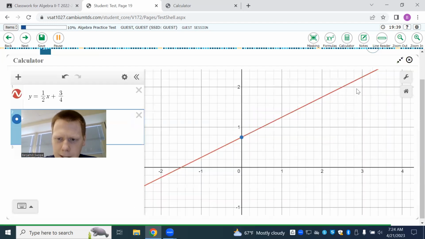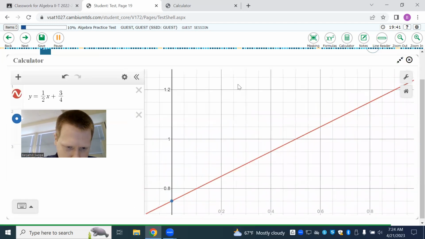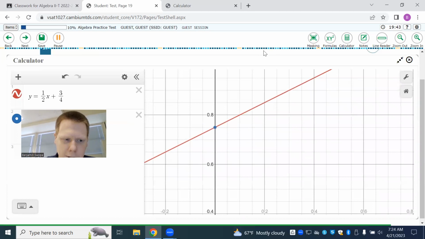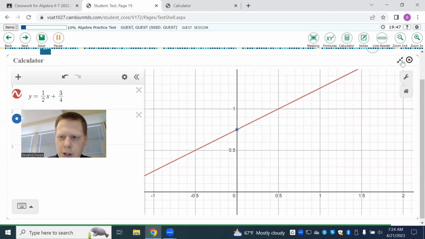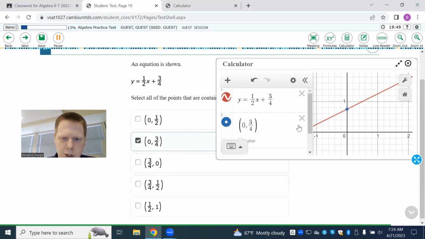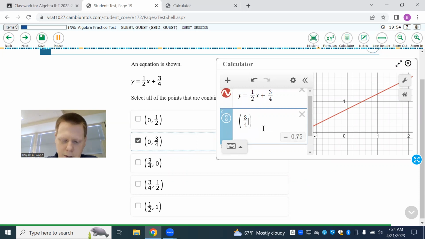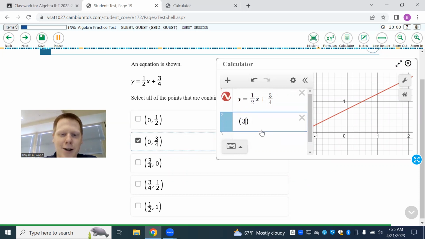At a glance, it looks like it's on it, but I highly recommend you zoom in, just to make sure. Yep, it looks like it's on, because it might be really close if you're not careful. So, like I said, zoom in just to be safe, but that is an answer. Let's try the next one. 3/4, comma 0. Just looking at that point, oh no, that's not on it. I don't even need to zoom in and check that one. The next one is 3/4, 1/2. Even just visually, that is clearly not on the line, so I'm not going to pick it. That's not an answer.